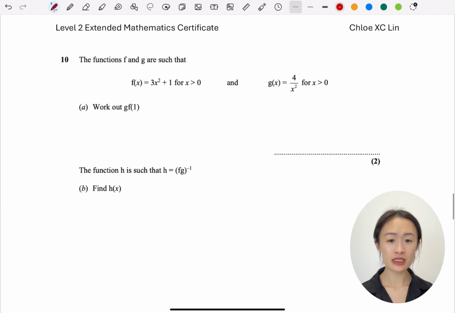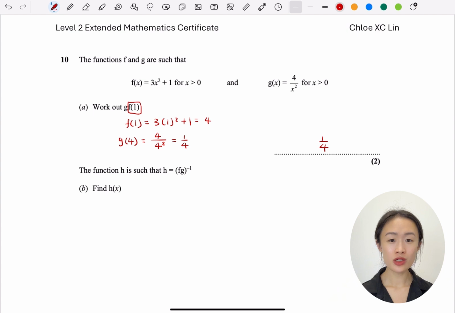What we need to do first is find gf(1). So that means we need to evaluate f(1), and then we will need to put the output of f(1) into g and find the output of that. f(1) is 3 times 1 squared plus 1, which is 4. Now g(4) is going to be 4 over 4 squared, and that is a quarter. So our final answer is a quarter.